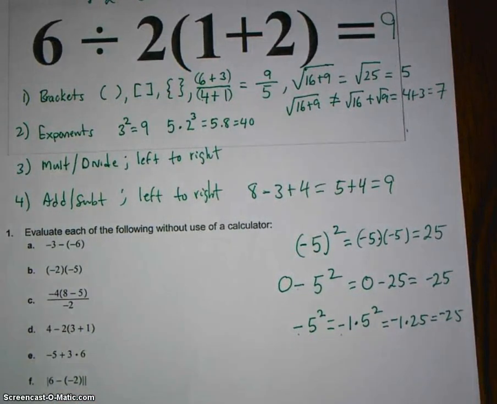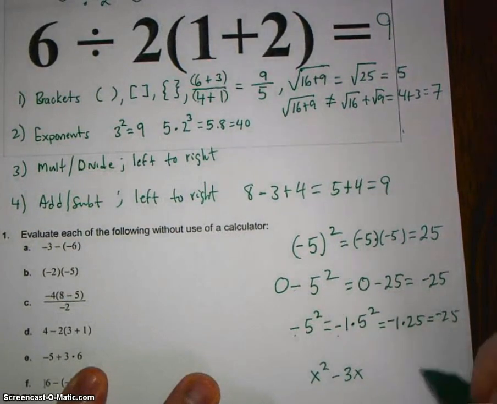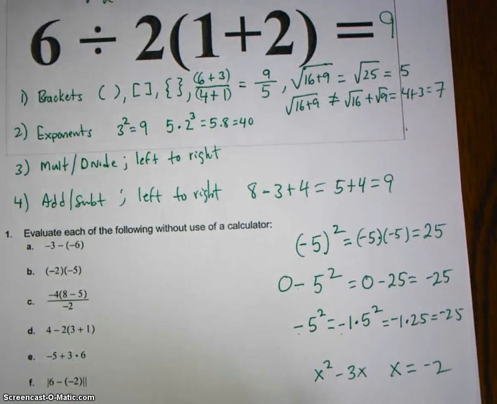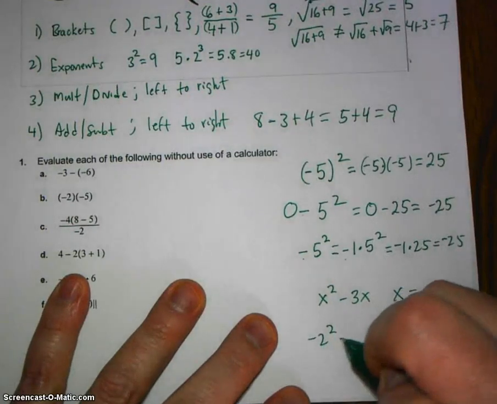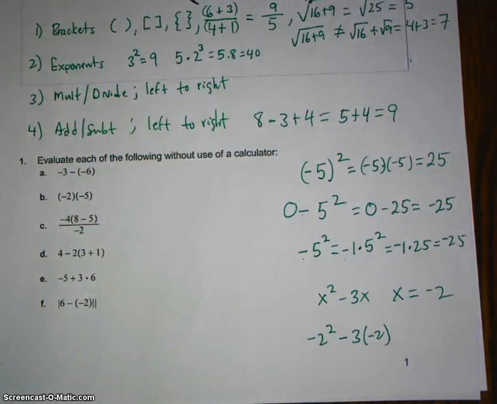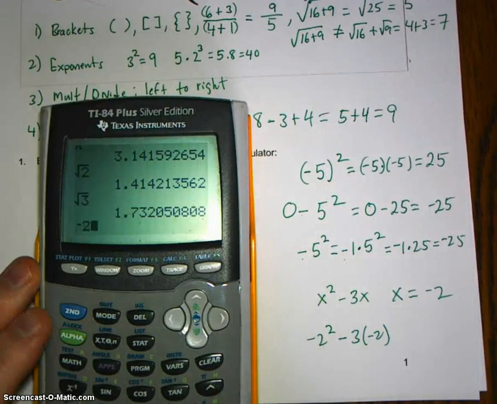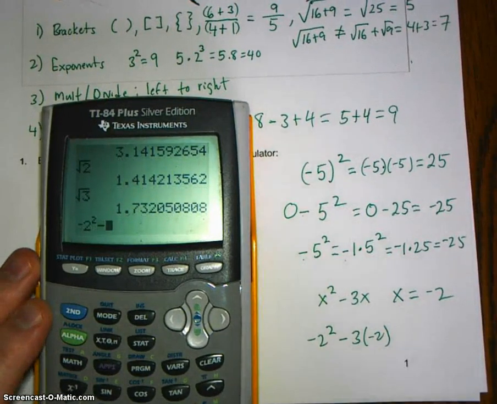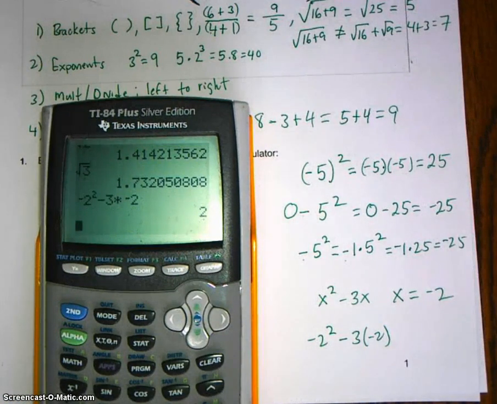This is going to be a big deal later when we have variables. Let's say I have x squared minus 3x, and I tell you plug in x equals negative 2. What I will see a lot of students do is they'll write negative 2 squared minus 3 times negative 2. And then they'll type that into their calculator. I'm going to type it into my calculator. Negative 2 squared minus 3 times negative 2. And they'll tell me the answer is 2, and that's the wrong answer.